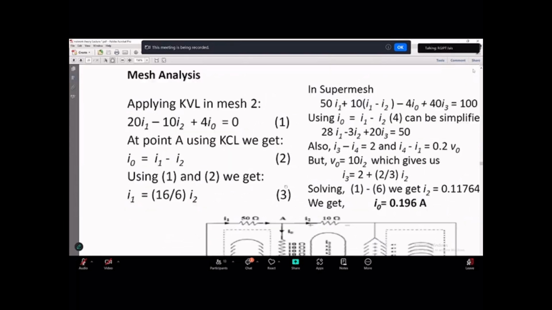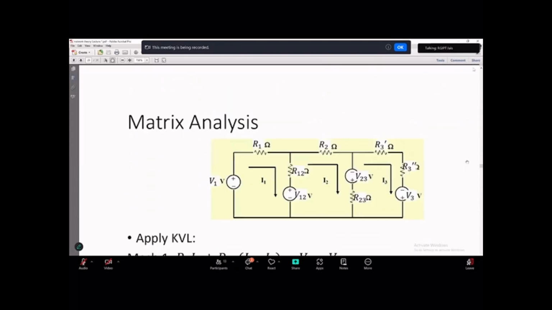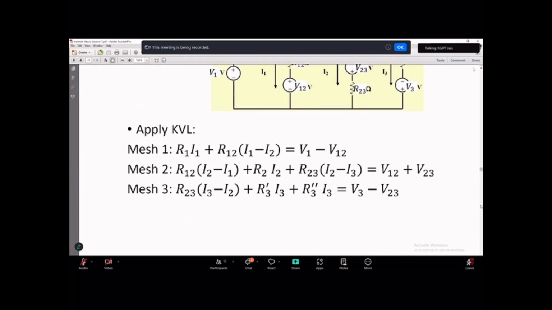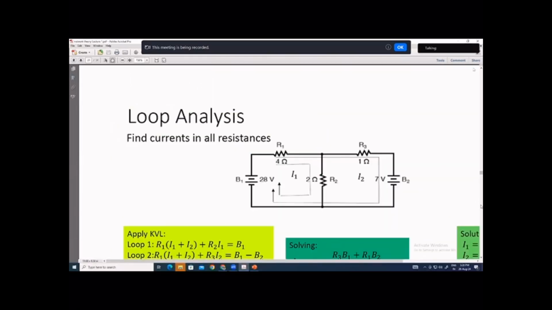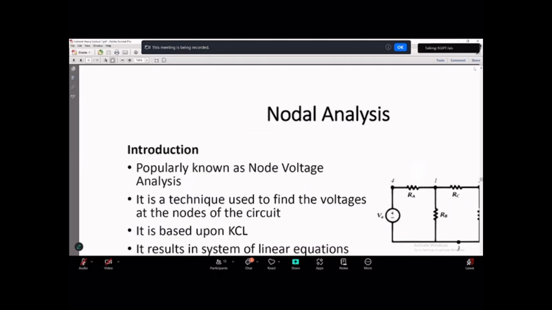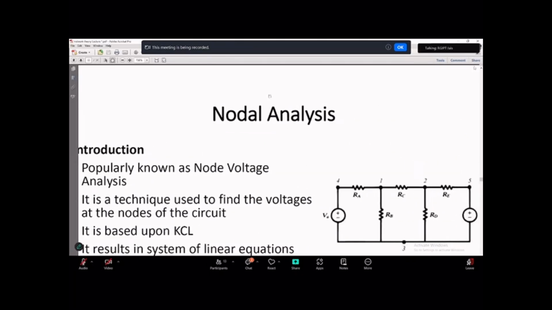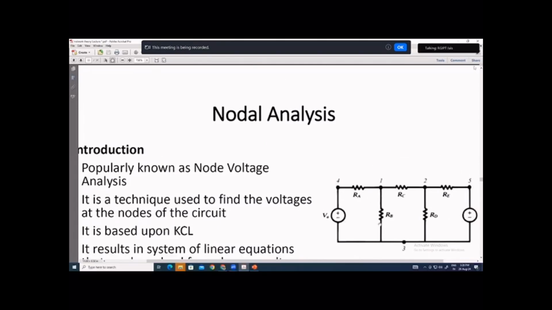If you have any doubt, let me know. Otherwise, we'll move to the next section, nodal analysis. Still, if you have any kind of doubt, please let me know.